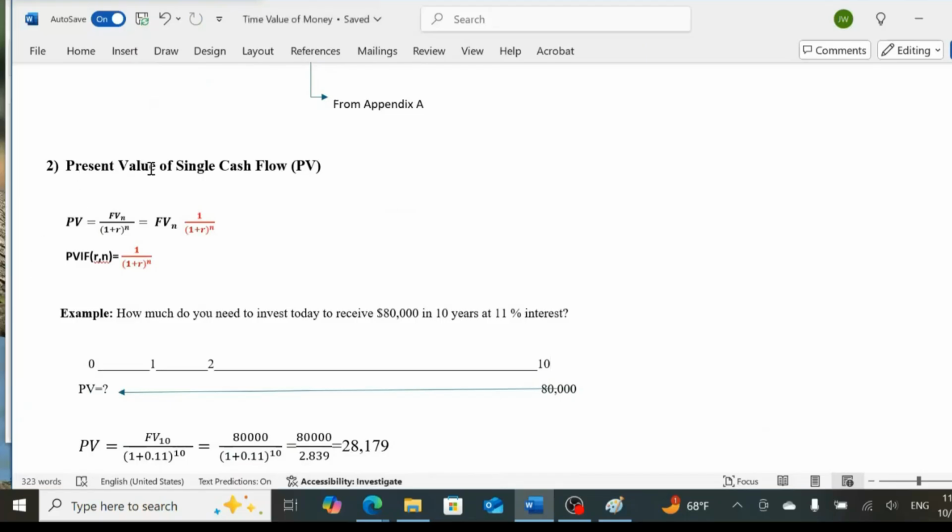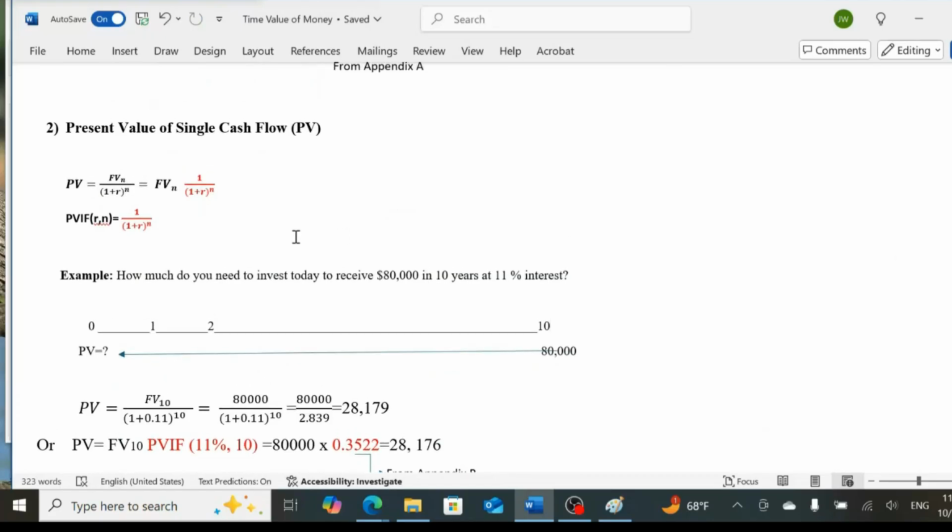So that is the present value of a single cash flow. So far we introduced the future value of a single cash flow. These two are our building blocks. With this, we can solve a lot of complicated time value of money problems.